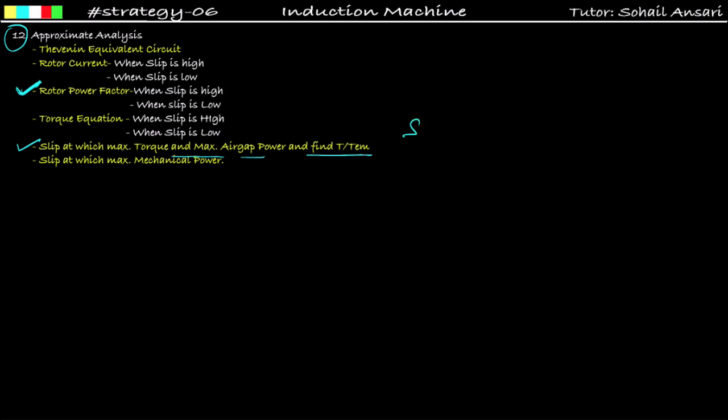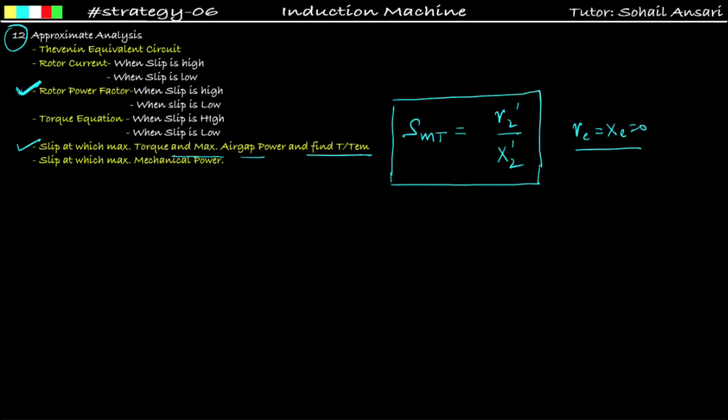So what am I getting? I am getting the slip at which maximum torque occurs equal to R2 dash upon X2 dash. You have to neglect Re and Xe, equal to 0, in approximate analysis. So here you can see that the maximum torque slip depends upon the rotor resistance. So in the case of wound rotor, we increase the value of rotor resistance in order to increase the slip at which maximum torque occurs. Okay. So I am making one graph. See this graph and try to understand this. This is torque and this is speed. Let us say this is slip equal to 0 and ns.